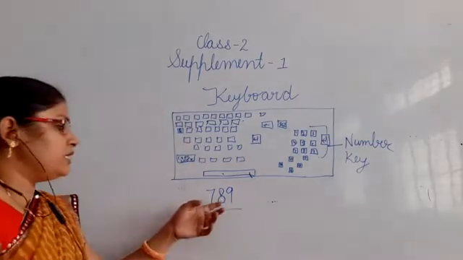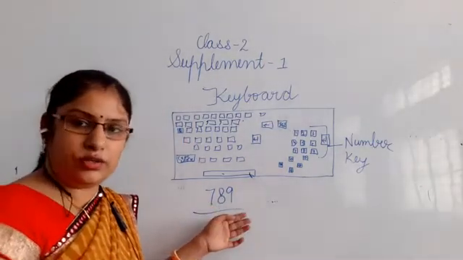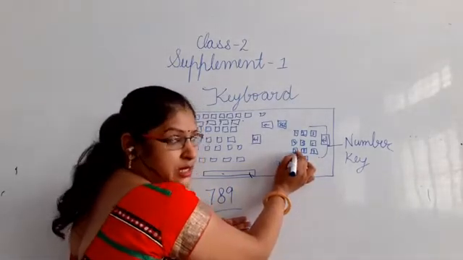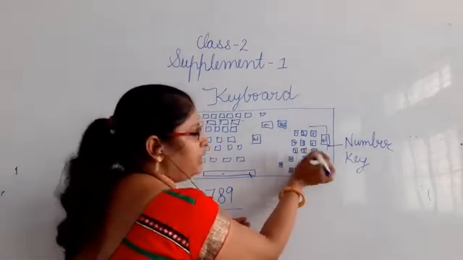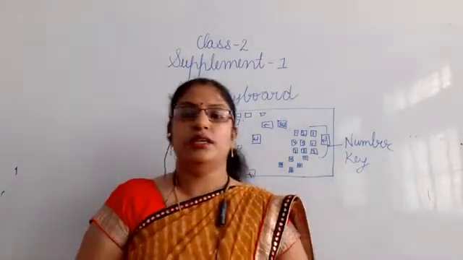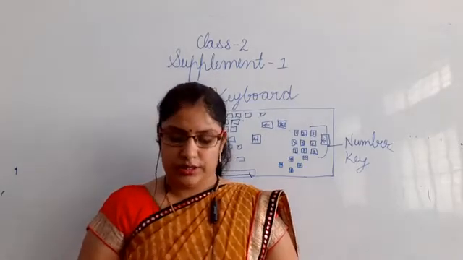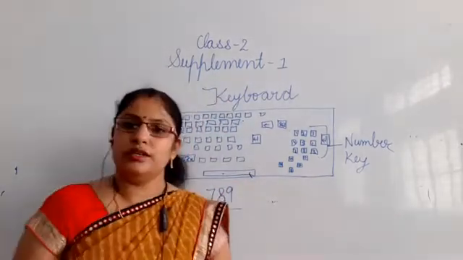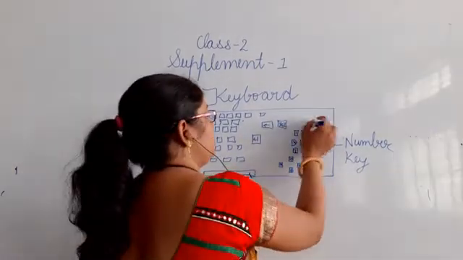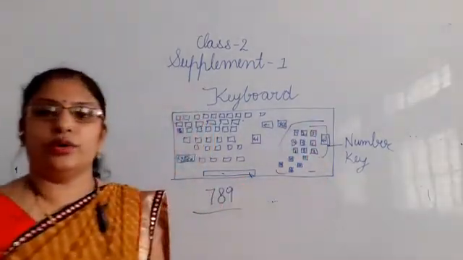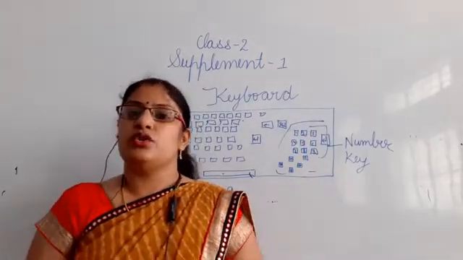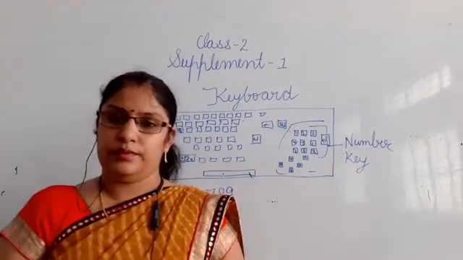Now I want to type 789 on the monitor. First I will press the 7 number key, then the 8 number key, then the 9 number key. Then 789 will be typed on the monitor. So we have 10 number keys on the keyboard. This part of the keyboard which contains the number keys is called the numeric keyboard.